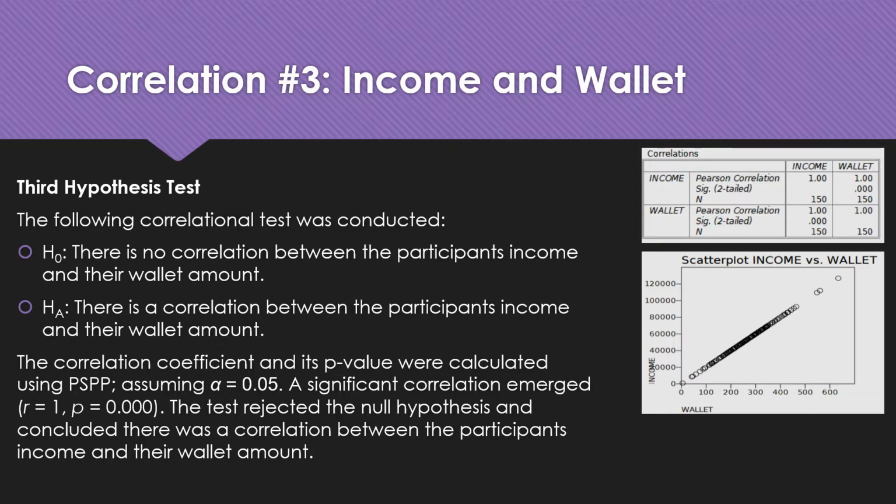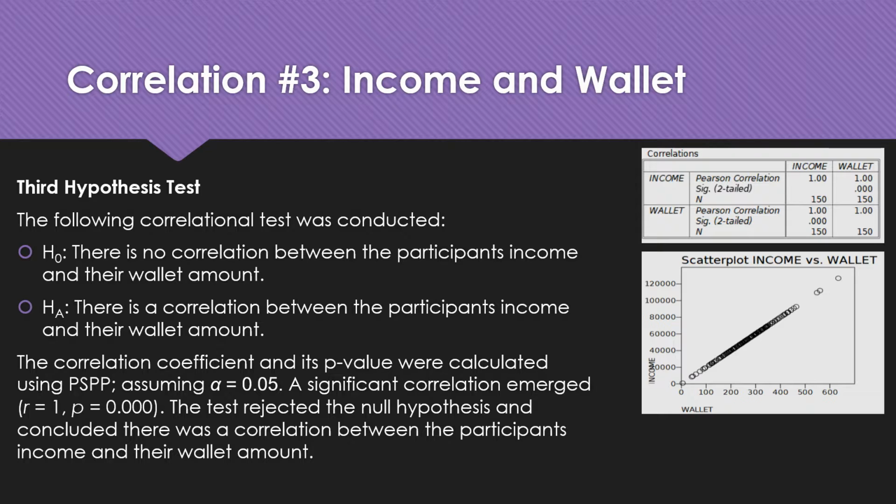The third hypothesis test is between income and wallet. The following correlational test was conducted. The null hypothesis states there is no correlation between the participant income and their wallet amount. The alternative says there is a correlation between the participant income and their wallet amount.